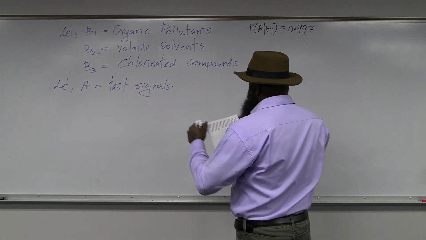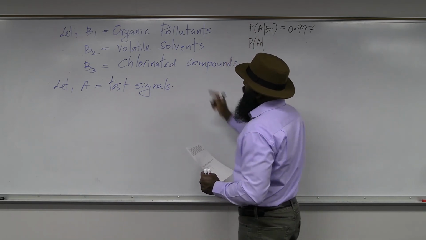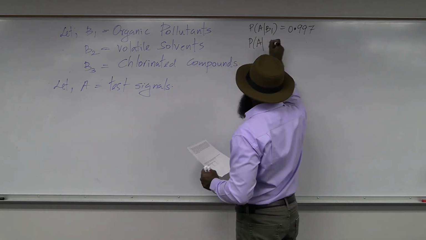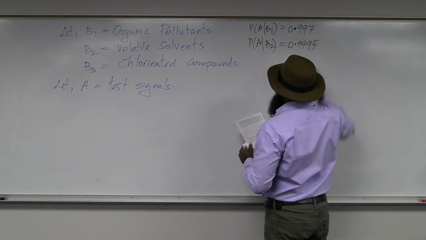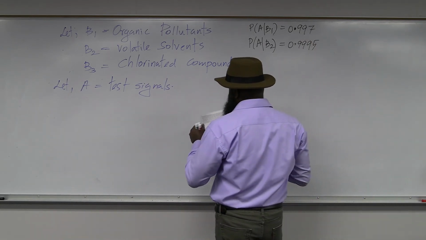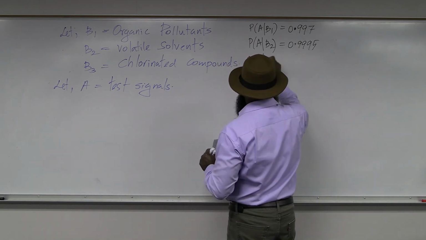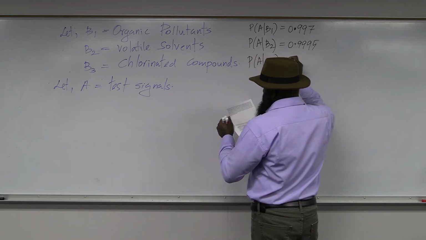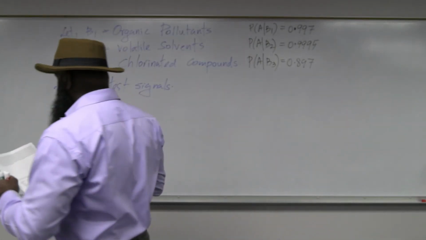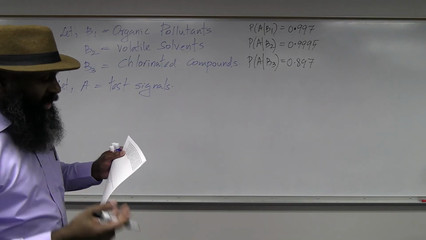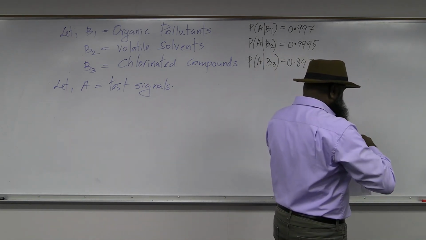And volatile solvents with 99.95% accuracy. That means probability that the test signals given the compound is a volatile solvent, which is B2, is equal to 0.9995. And the chlorinated compounds with 89.7% accuracy, which means probability of A, which is test signals, given B3, is equal to 0.897. And they have prepared the samples. 60% of them are contaminated with organic pollutants, which means we have probability of B1 as 60%.